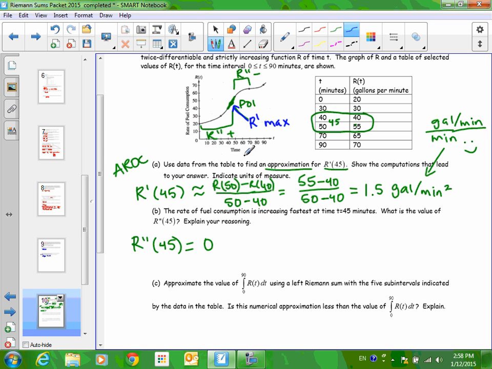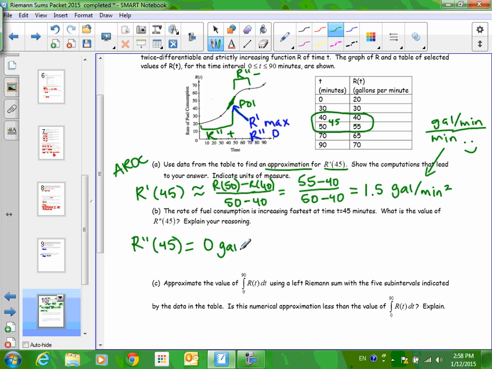Right? It's 0. So R prime has a max. R prime's derivative is R double prime, and that would be 0. So it's using all that stuff that we did before, just in a different way. We do need to go ahead and put units here.